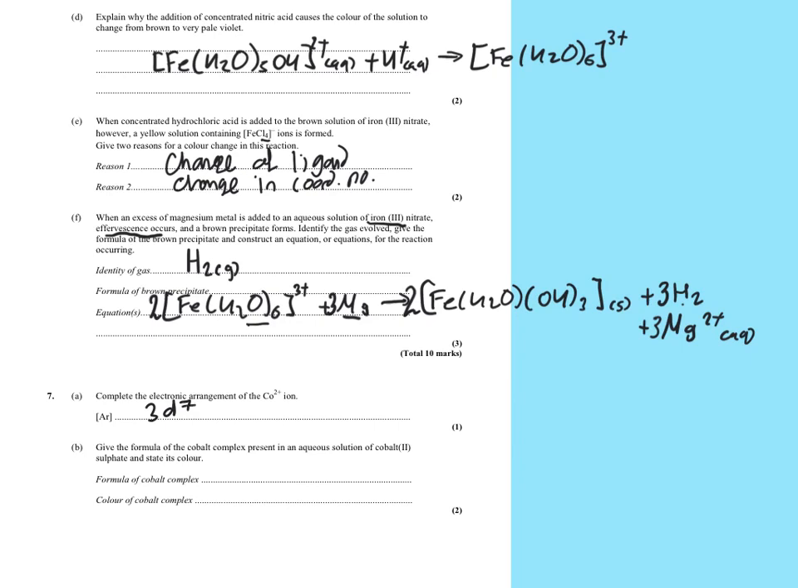Give the formula of the complex present when an aqueous solution of cobalt sulfate is made, and state its colour. Well, we know that hexaaqua cobalt is pink. So it's [Co(H2O)6]2+. The colour of the complex is pink.